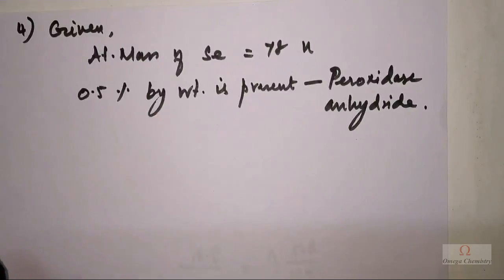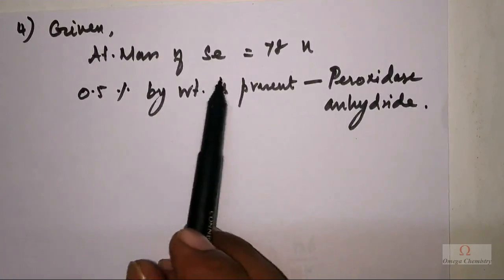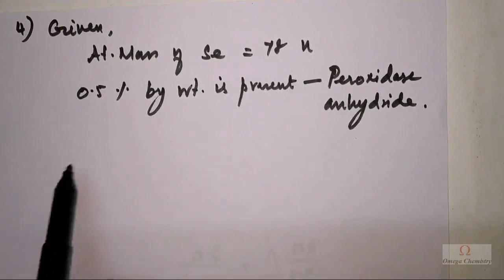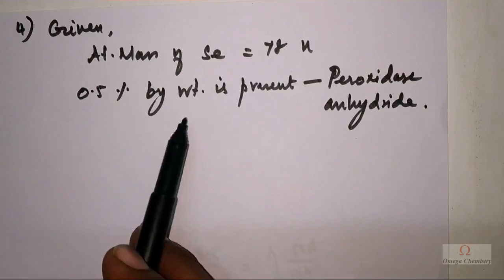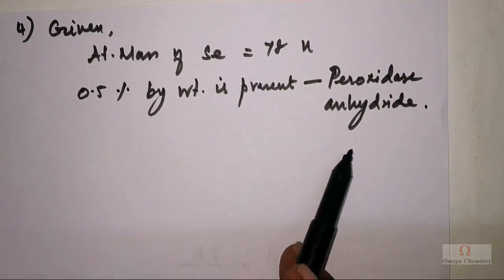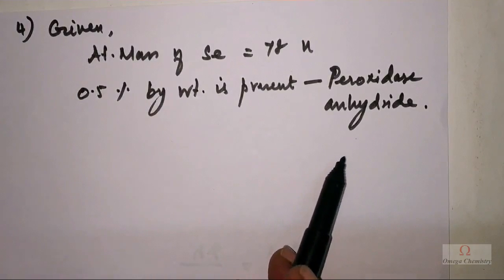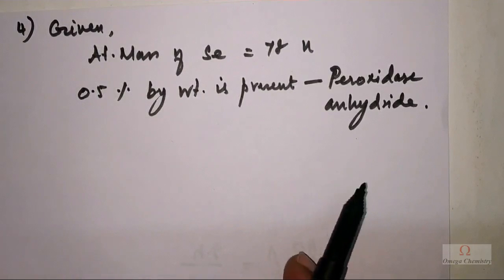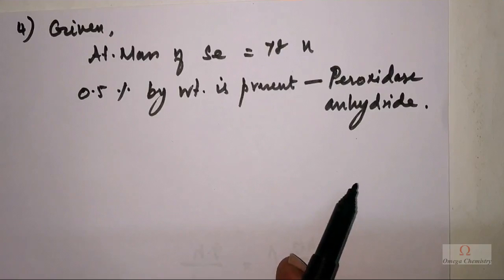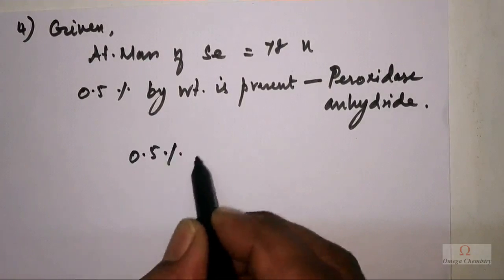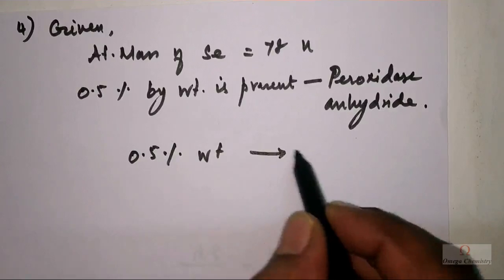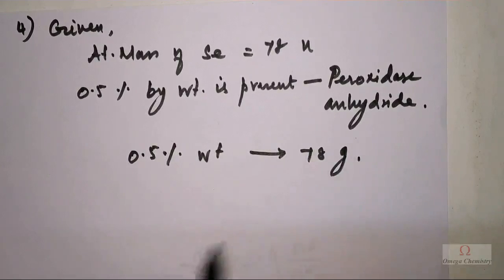So in the fourth problem, it is given that the atomic mass of selenium is 78 unified mass, and we know that 0.5% of selenium is present by weight in the peroxidase anhydride enzyme. So if 1 mole of the peroxidase anhydride enzyme is weighed, then selenium is present in it. That is 0.5%, so I can write it like this: 0.5% weight is that, that is 78 grams, right?